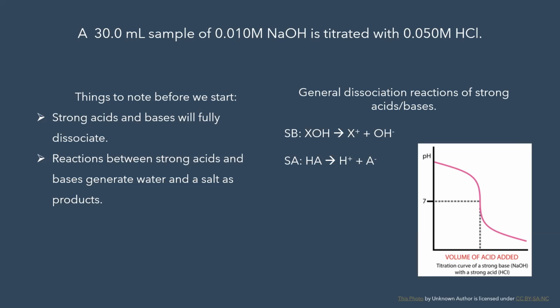0.05 molar HCl solution. Before we begin, some important things to remember are that titrations involving strong acids and bases generate water and salts as products, since these compounds fully dissociate in aqueous form. Here are the general dissociation reactions of a general strong base and acid, as well as the titration curve for this type of titration.